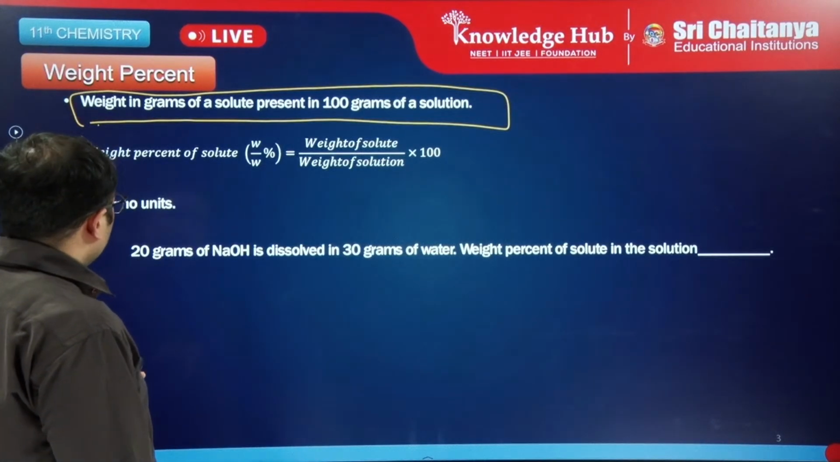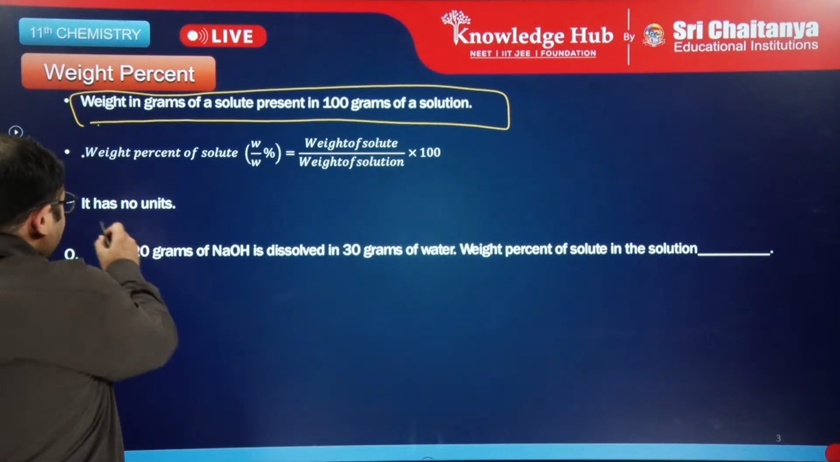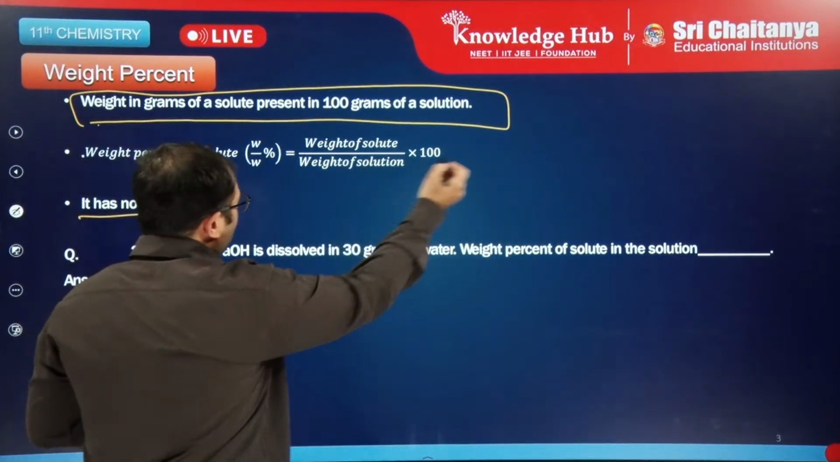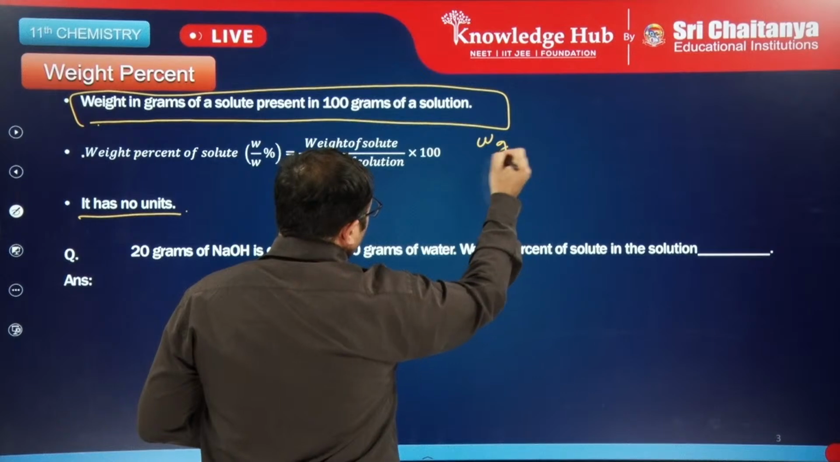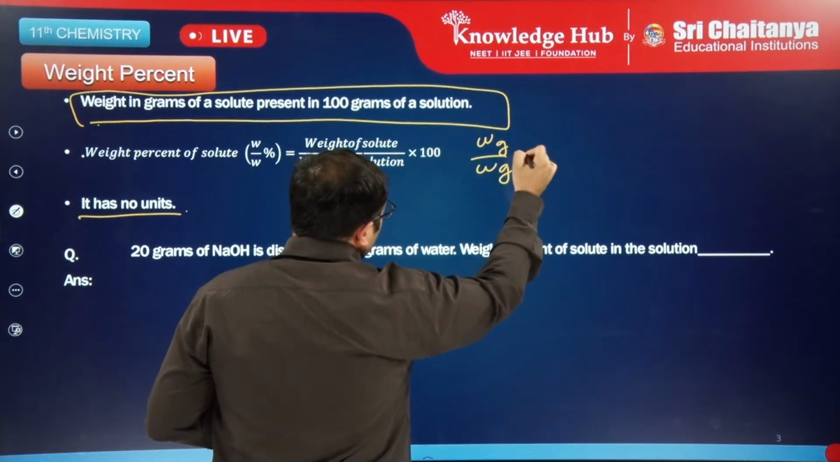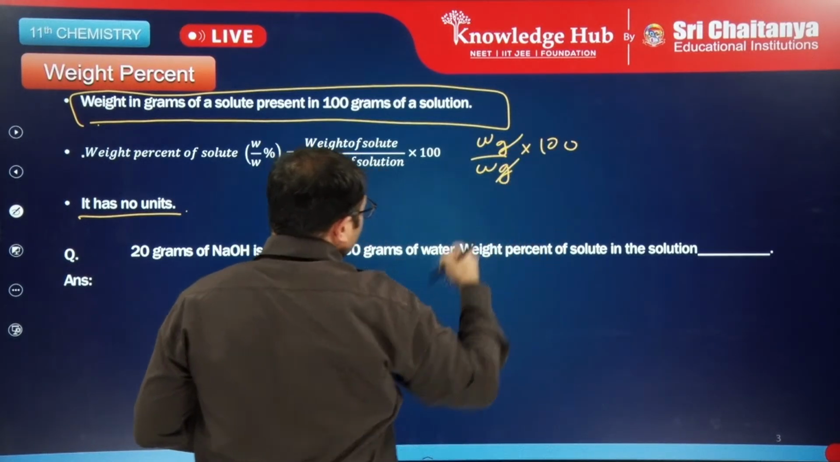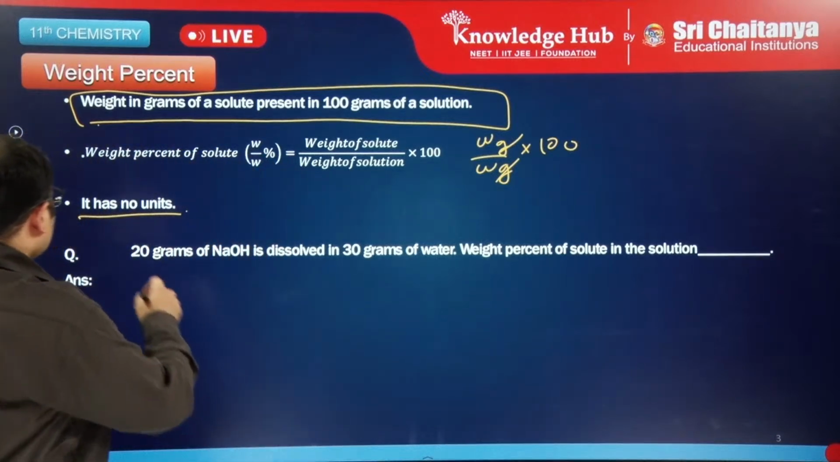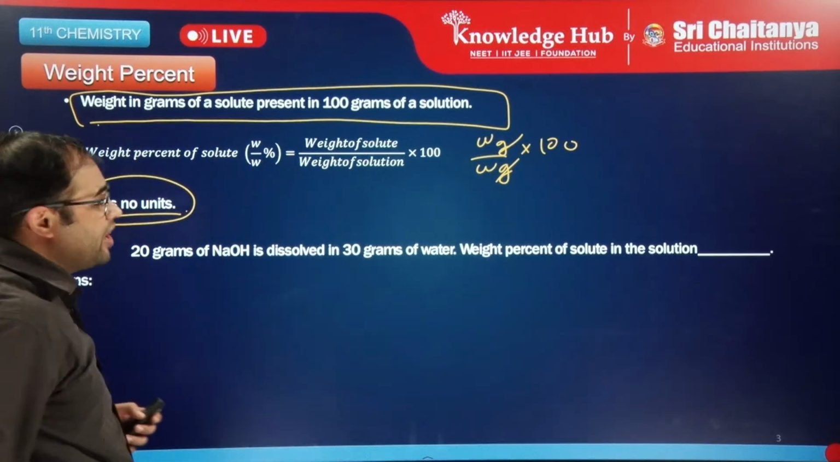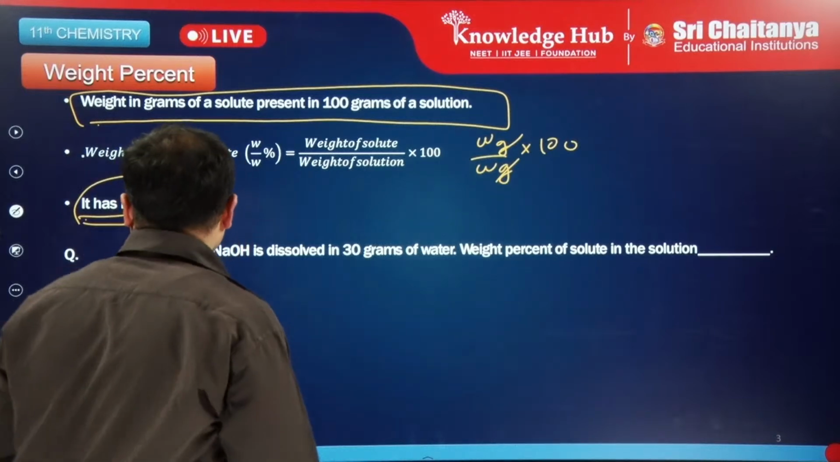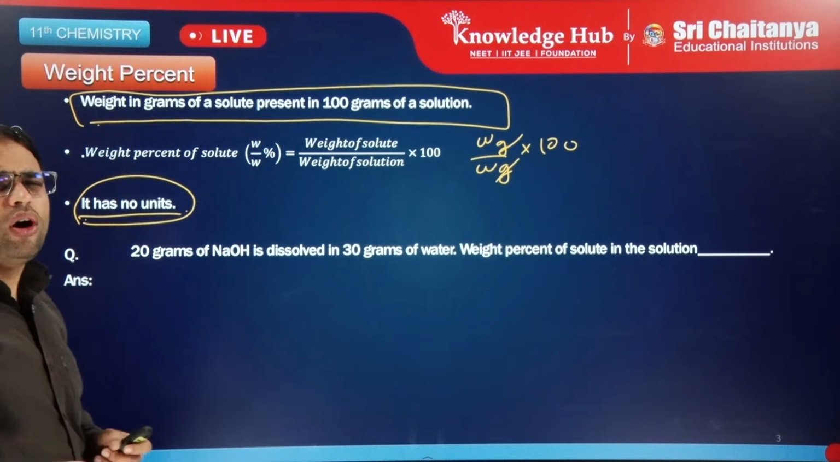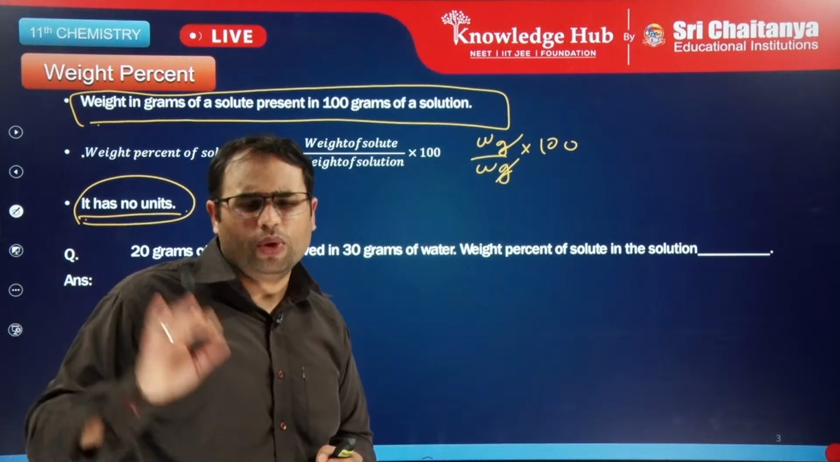So if we are calculating weight percentage, it has no units, obviously, because weight is in grams, this is also in grams, multiplied by 100, grams get cancelled out, so it is unitless. It does not have any unit. A question here, I won't be solving all the questions, but some I will be.